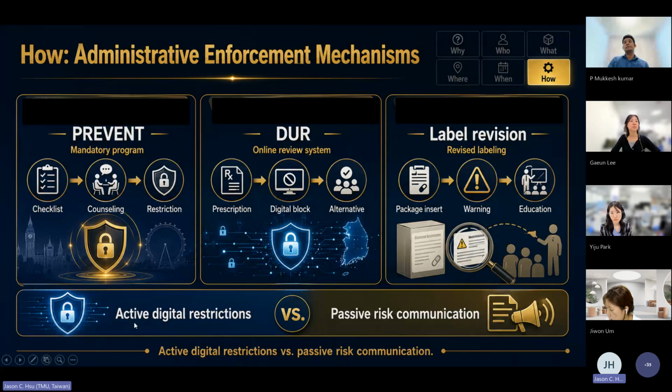And the last one is the label and package insert revision only. Okay, so our study will evaluate the real-world gap between these active digital restrictions and the passive risk communication: which enforcement mechanism actually succeeds in altering prescription behavior. Okay? Because this is why, before we get involved in the data processing and analysis, last time Nico led us to do the review of guidelines or regulations in different countries, and now we are going to think about any research questions we need to discuss.